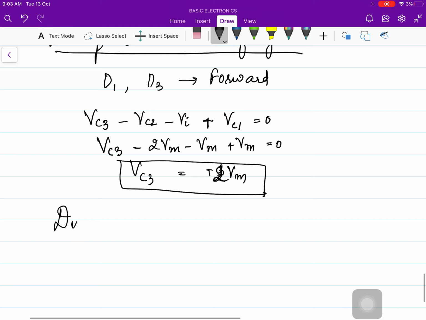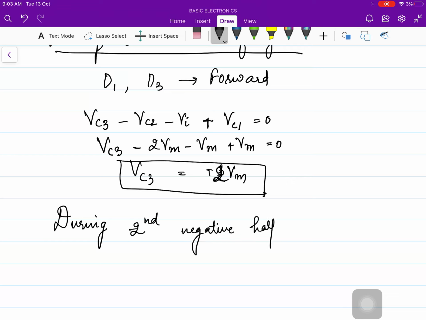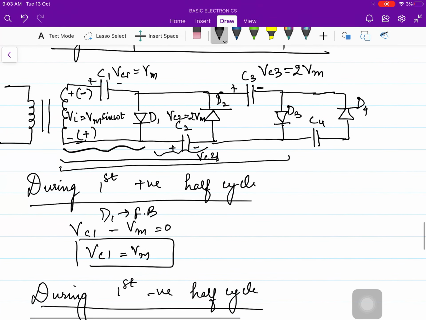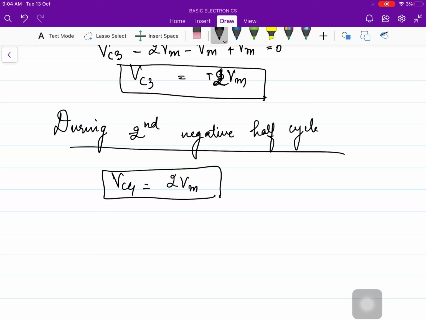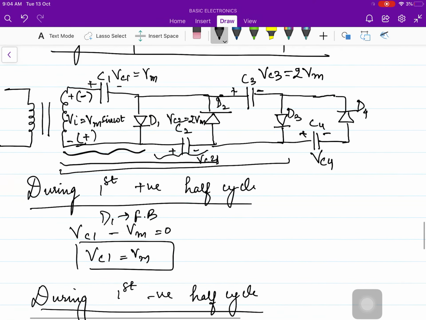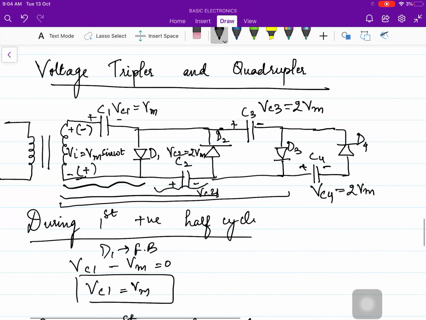Again, now let us see during the second negative half cycle. What you will see? Again, now you will take into account the whole circuit and you will apply the KVL. So first of all, let us place the signs. That is VC4. On applying KVL, you will get VC4 equal to 2 Vm. Just apply the KVL and verify it. Now, when VC4 comes out to be 2 Vm, you can see VC2 was 2 Vm.